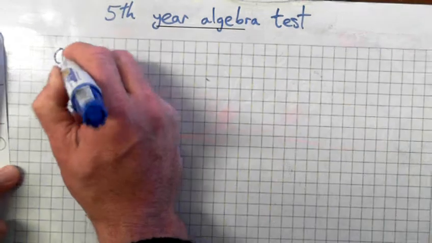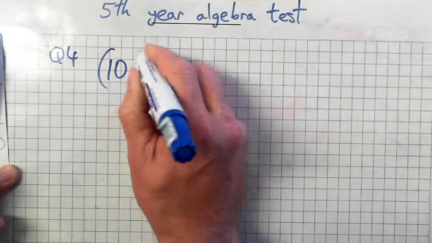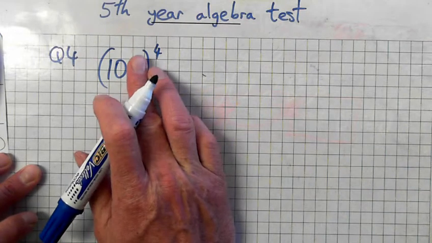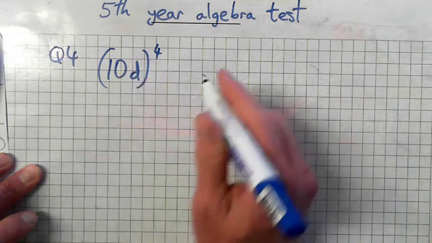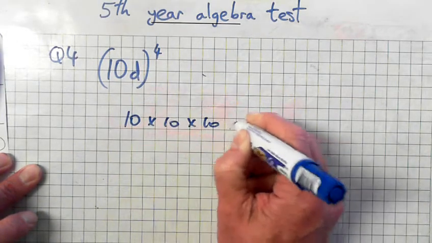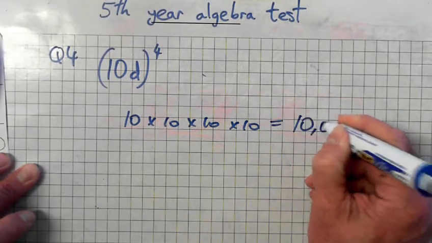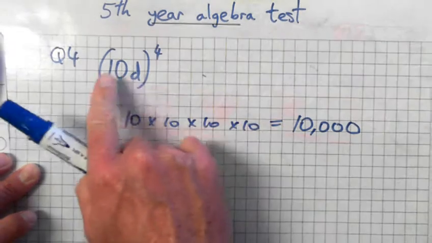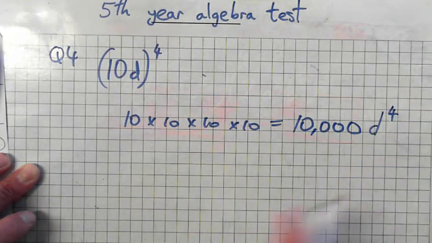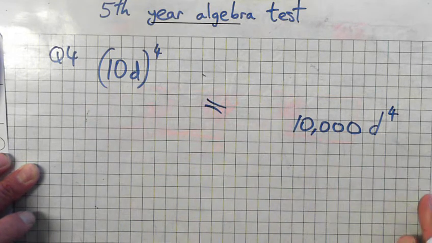Question 4. There's trouble with this one as well. Right, first of all, we'll deal with the 10 first. So it's 10 times 10 times 10 times 10 is equal to 10,000. And now we've got d to the power of 4. So it's equal to 10,000 d to the power of 4.